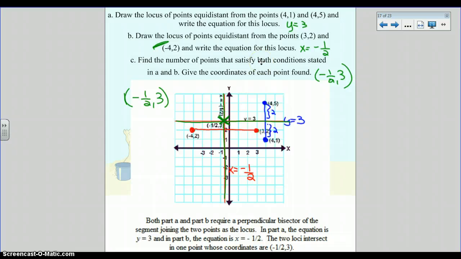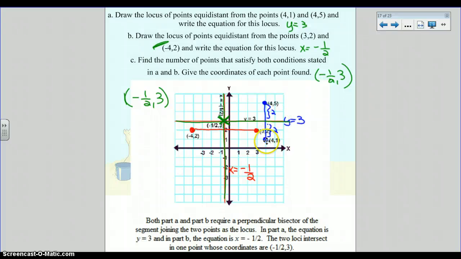Here we have an example on a coordinate plane, so make sure it is on graph paper. Part A asks you to draw the locus of points equidistant from the 2 points, (4, 1) and (4, 5). Equidistant from 2 points is the perpendicular bisector, so keep that in mind.